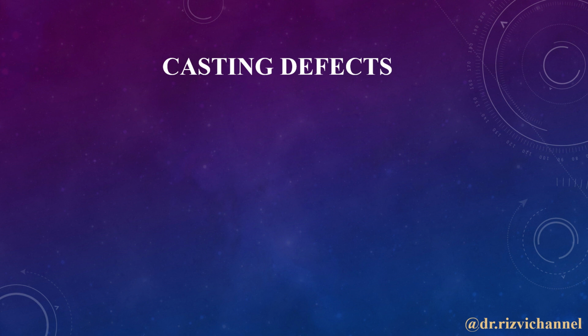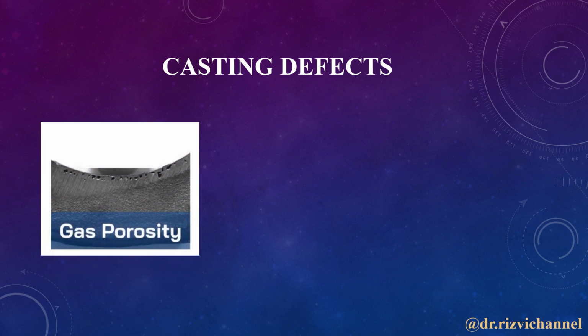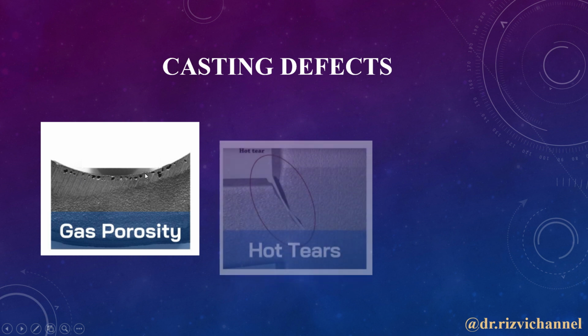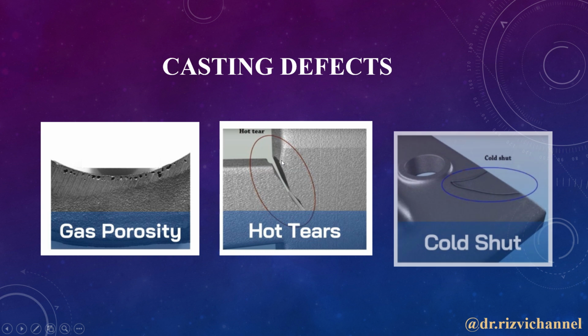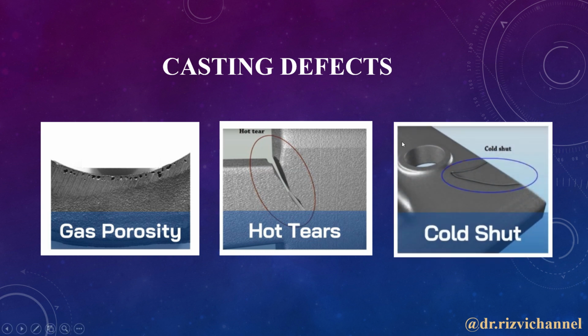Few casting defects are also observed when we have finally obtained the casting through the casting process. They are gas porosity. You can see here porous holes are there. These are of gas that was entrapped during casting process. Another is hot tear. You can see here the metal is broken due to heat. Another defect is cold shut.